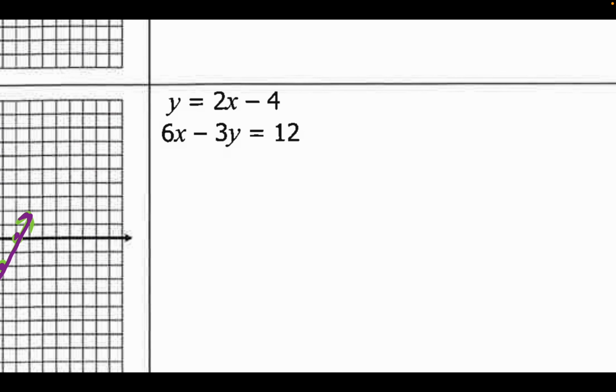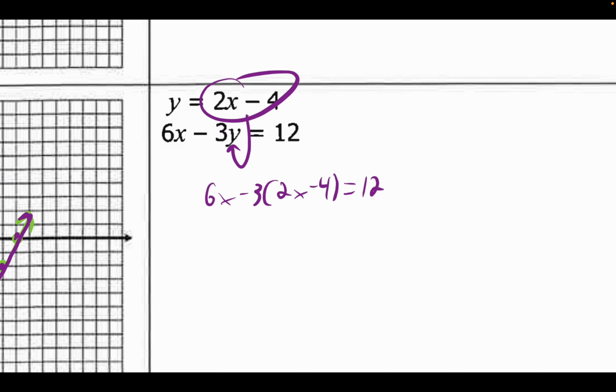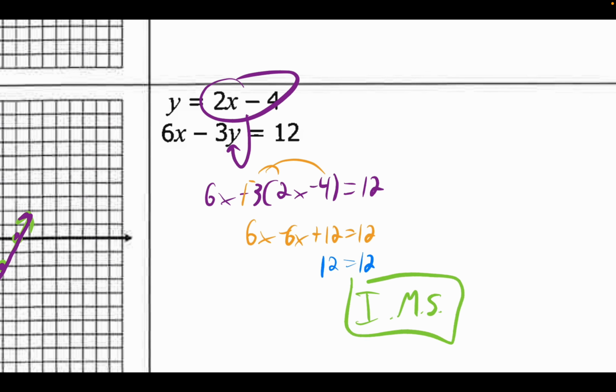So on this, we already have a variable solved for, so we take all this, plug it in for y, and we get 6x minus 3 times 2x minus 4 equals 12. Distribute my negative 3, and I get 6x minus 6x plus 12 equals 12. 6x minus itself is no x's, or 0, so I have 12 equals 12. That's no variables, a true statement, so it is infinitely many solutions. They're the same line, just like we saw on example 5. Moving on to example 6.